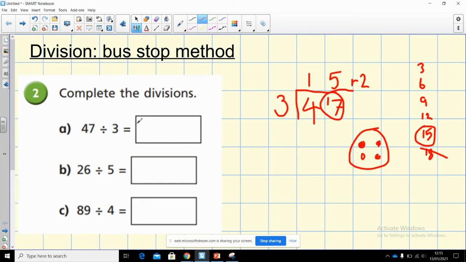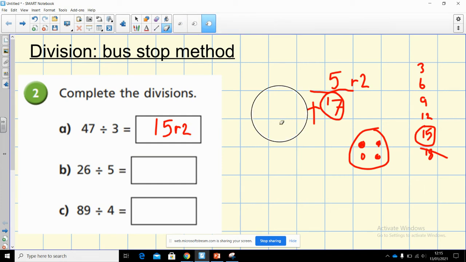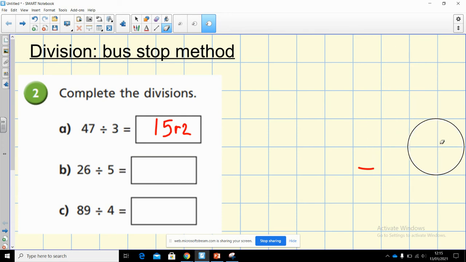So the answer here for 47 shared by 3 is 15, remainder 2. Let's look at the next one. Again, it's just a method that you have to follow and practice. Like the long division, long multiplication is something that the more you practice, the more you'll get it. So let's have a look at another bus stop division method.